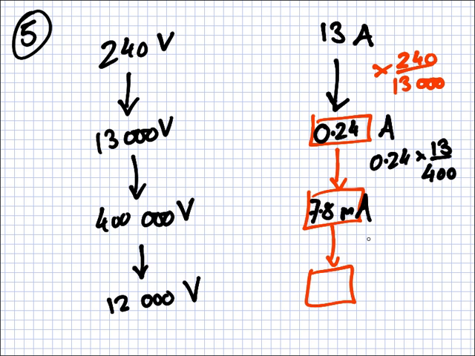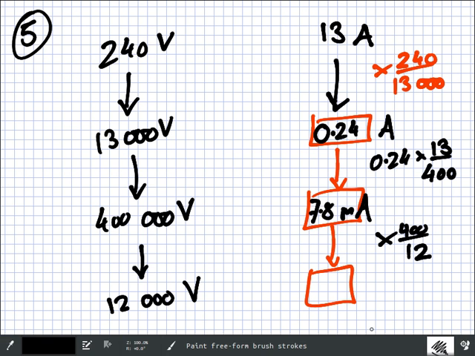And then for the last one, the voltage is getting smaller, so the current gets bigger. So your last answer multiplied by 400 over 12. So the answer you have on your calculator, multiply that by 400 over 12, please. 0.26. 0.26 amps. Yeah.